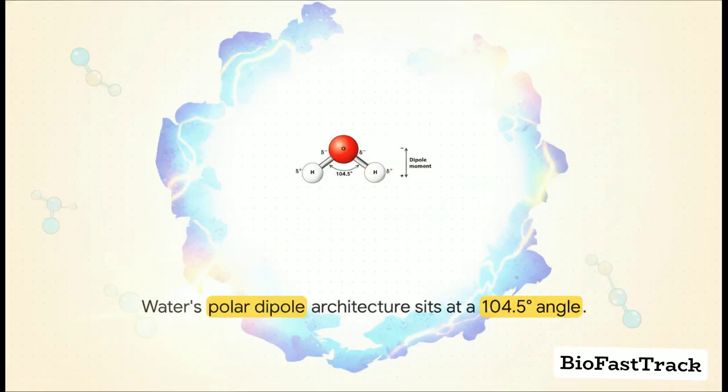All right, let's pivot to the other absolute essential molecule for life, water. Now, water is covalently bonded, but that sharing of electrons is definitely not equal. Oxygen has a much higher electronegativity, so it's a bit of an electron hog, pulling those shared electrons way closer to itself. Spot on. So that makes the oxygen slightly negative, leaving those 2 little hydrogen atoms slightly positive. And this perfectly sets up water's polar dipole architecture, sitting right at a 104.5-degree angle. So you end up with this highly dynamic molecule with 2 distinct, slightly charged ends.